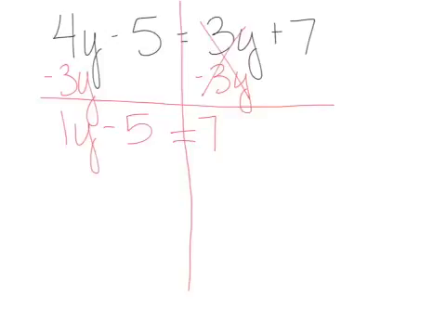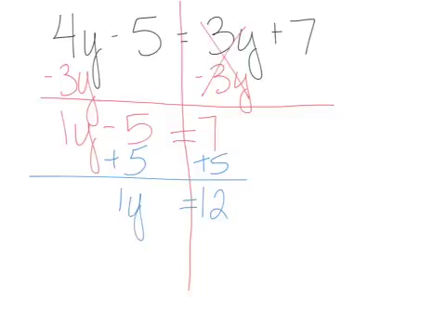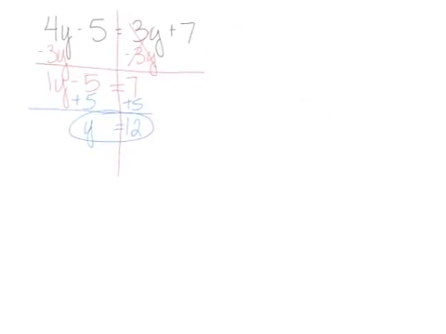From here, again, it's just our two-step equation, so we'll do plus 5 on both sides. 7 plus 5 is 12. And then we have 1y over here. Now, you can go ahead and divide by 1, but we all know that you can also just erase this 1 because just a y by itself automatically means 1y. And so there we got y equals 12. We move that to the side.